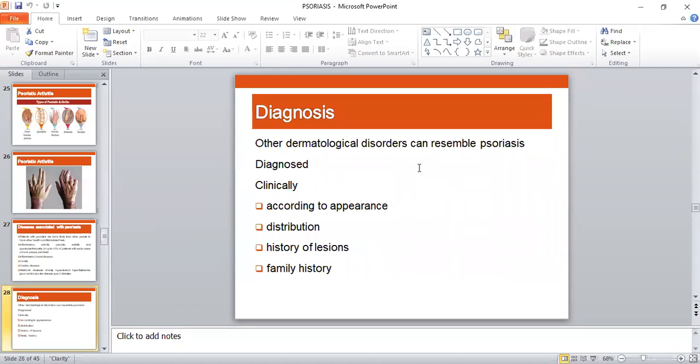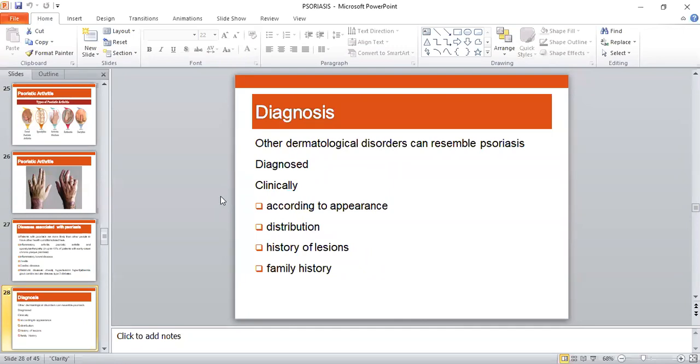So history is the key point for diagnosing every disease. First of all, we should start with the history, and proper history taking is a part. If you are going to diagnose a case, history is the main art to diagnose a case of any sort of disease, even medical, surgical or dermatological.